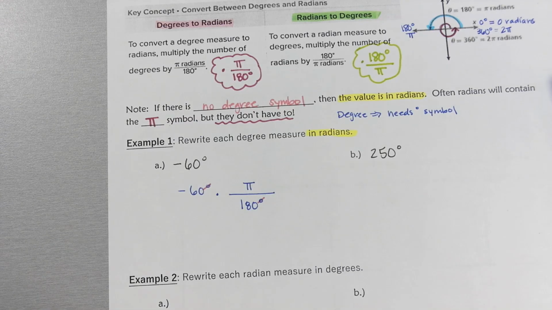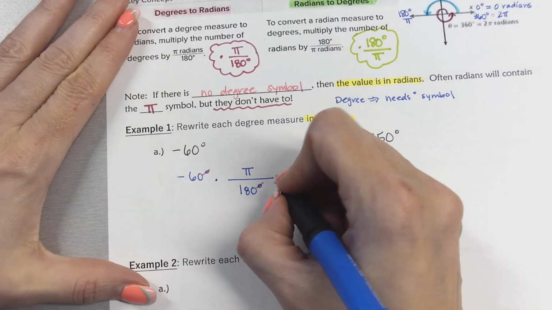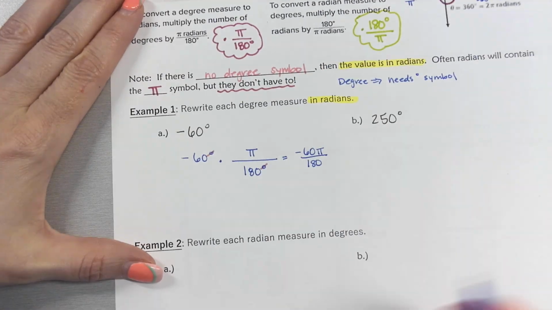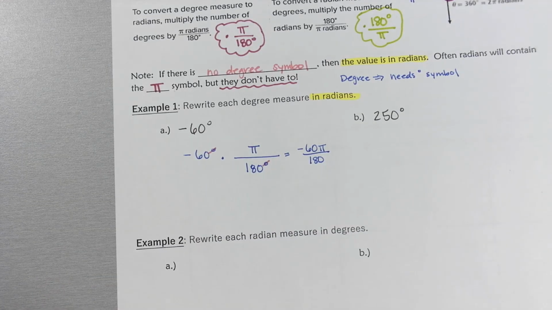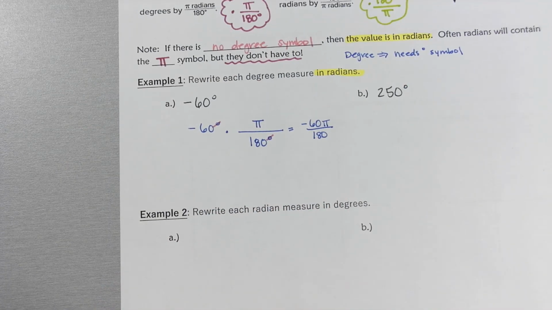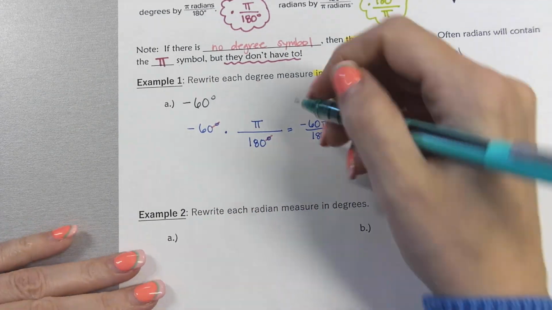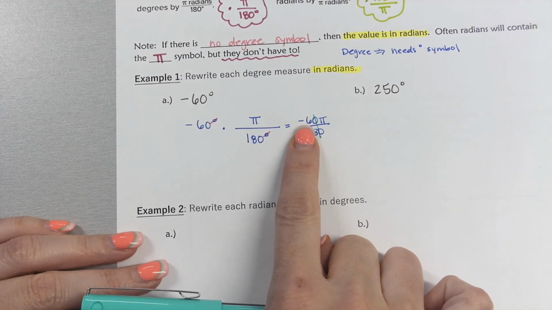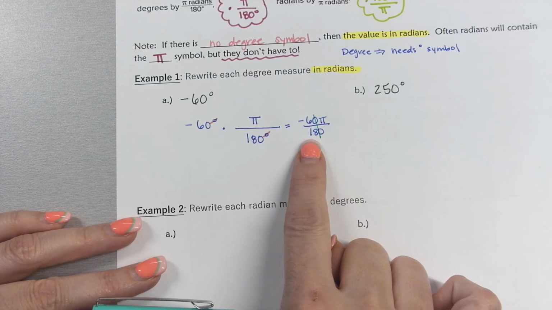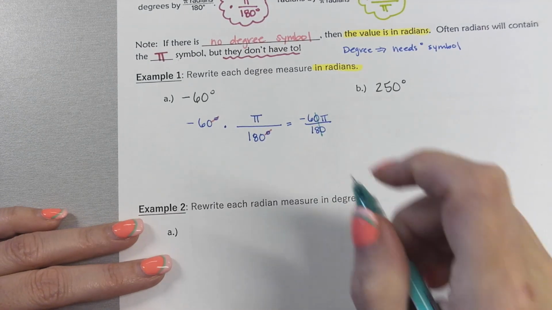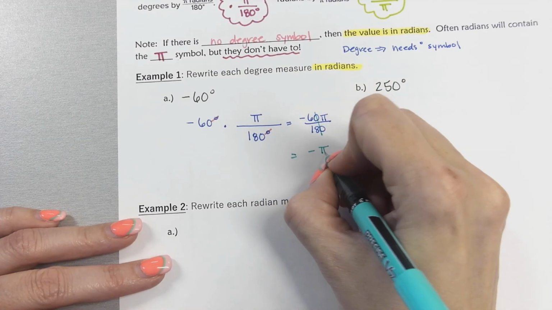All right, so then we're just going to simplify. If I multiply straight across, I get negative 60 pi over 180, and then I just have to reduce. Are you guys like me where if it ends in a 0, you divide by the 10 right away to cancel that out? And then you have 6 over 18. So 6 goes into itself 1 time, it goes into 18 3 times. Don't write it as negative 1/3 pi. We're going to write it as negative pi over 3.